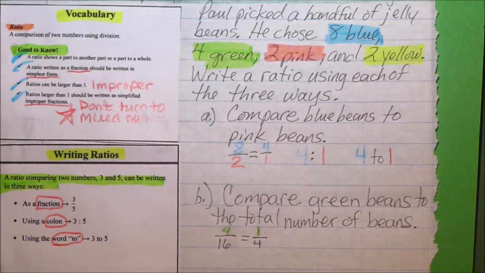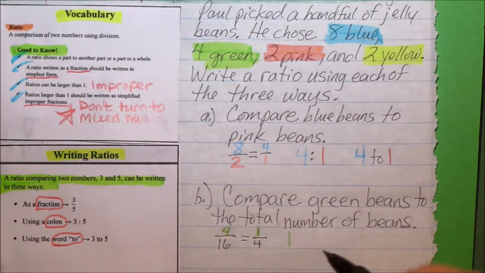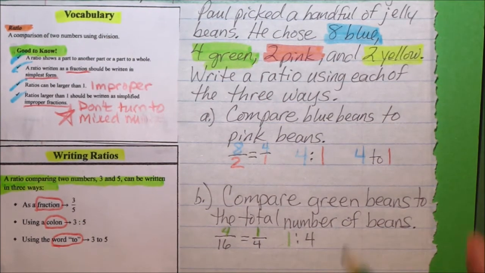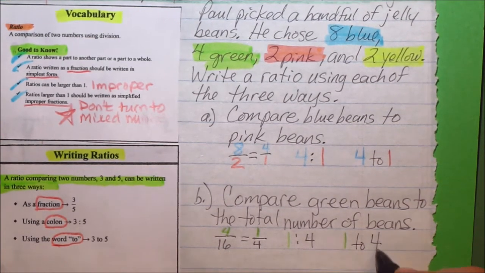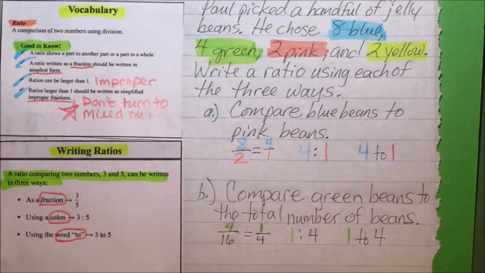to 4. So we can write that as 1 to 4. We can also write that as 1 to 4 with the word 4. Right? Okay, so one more look at this.